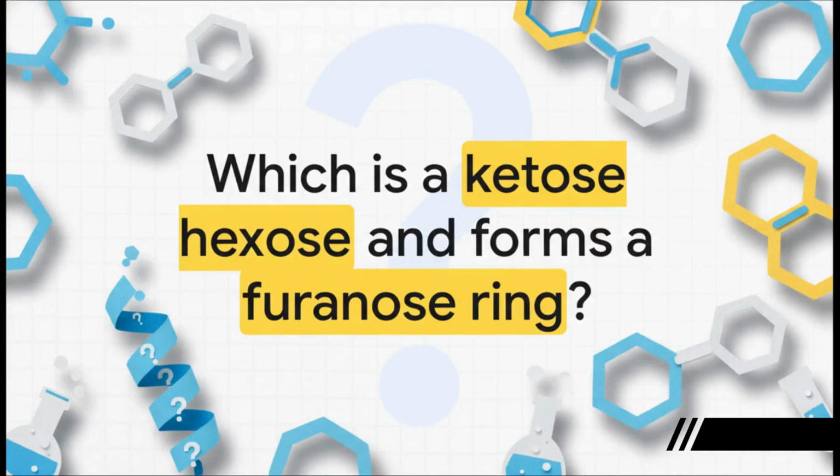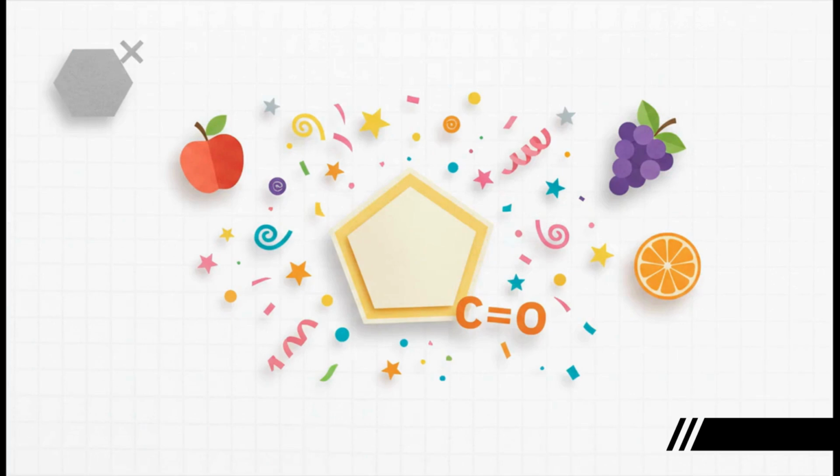Okay, time for a pop quiz. Here's a classic CUET-style question. Read it carefully. Which one is a ketose hexose and forms a furanose ring? Go ahead and pause the explainer right now, think about it, and lock in your answer. Ready? The answer is, of course, it's fructose.